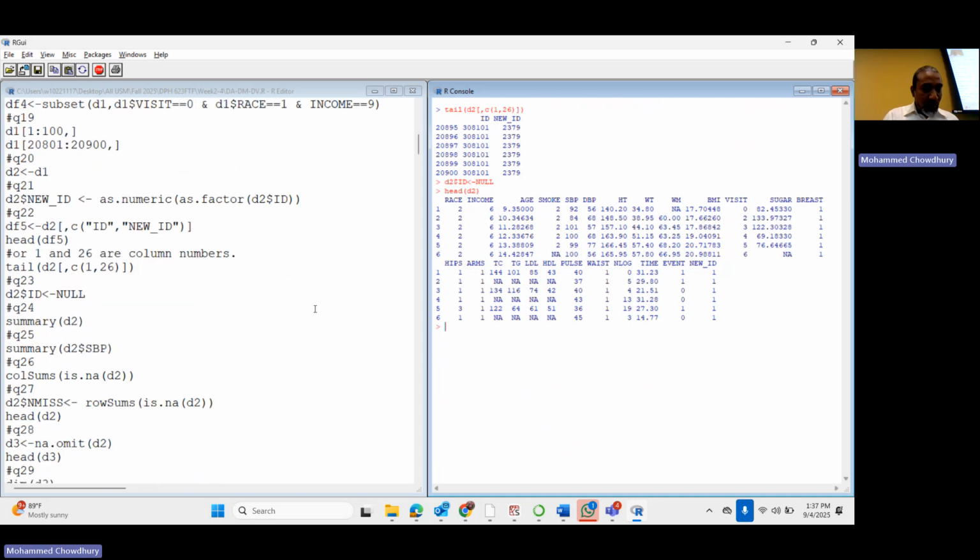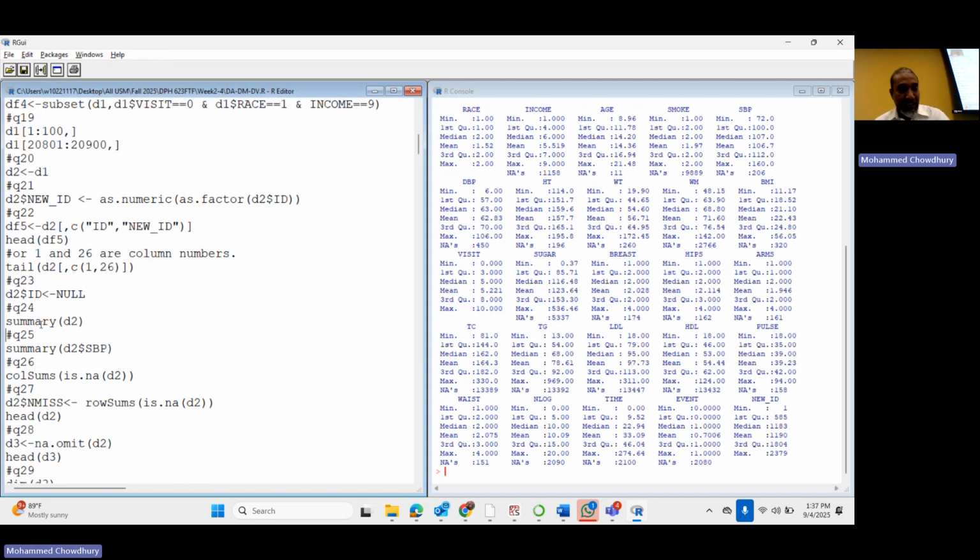Okay. Now I want to take a look at the summary statistics of the D2 data. If you just write summary and D2, then you will get the minimum, first quartile, median, mean, third quartile, maximum, and not available. D2 is the data. What I typed is just summary D2. This is what I just typed. Question number 24.